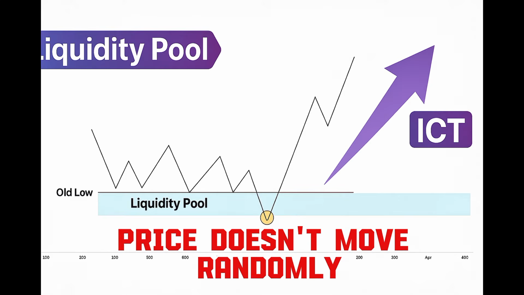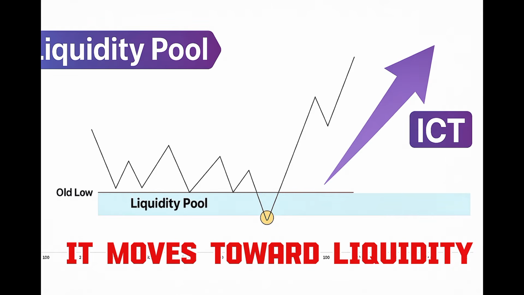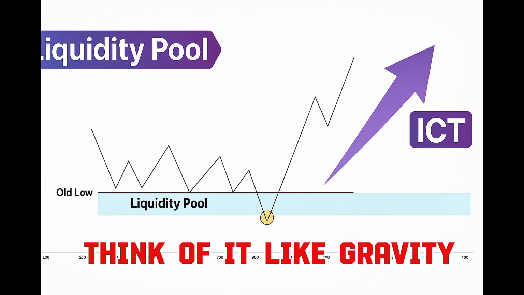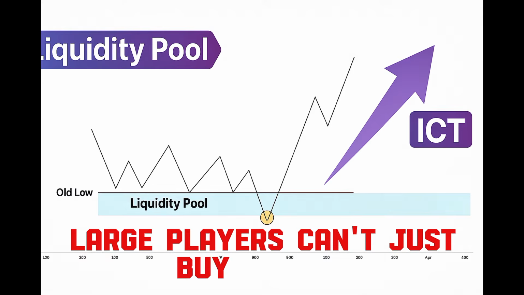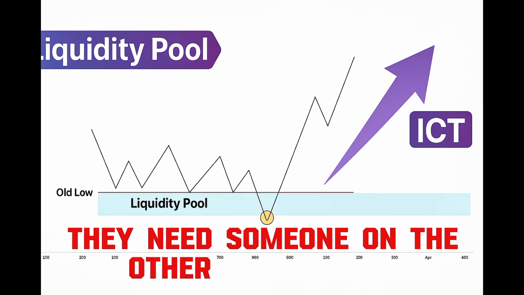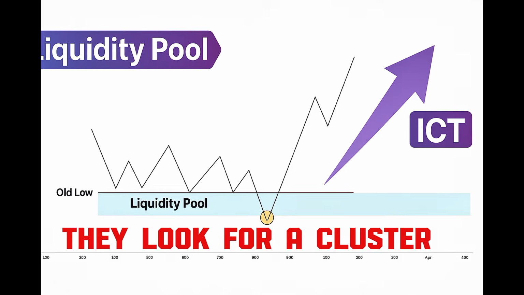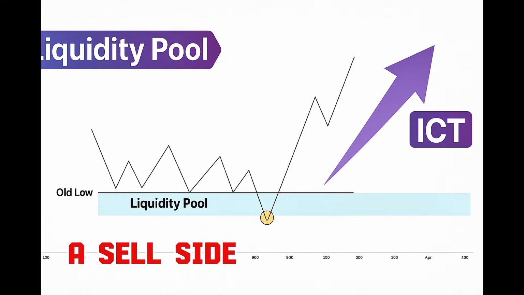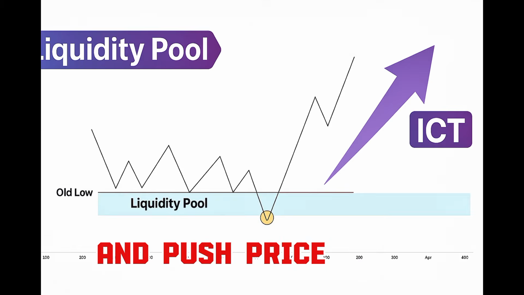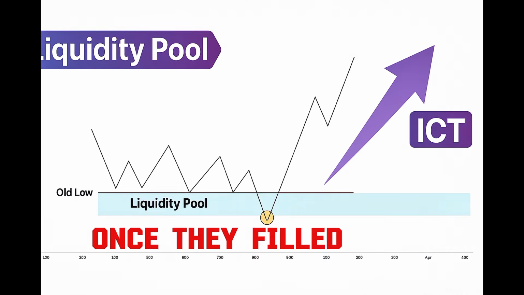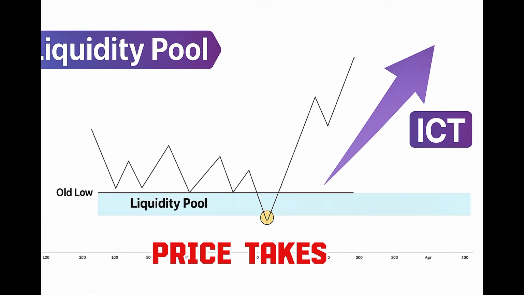Price doesn't move randomly, it moves toward liquidity. Think of it like gravity. Large players can't just buy anytime, they need someone on the other side selling. So what do they do? They look for a cluster of pending sell orders, a sell-side liquidity pool, and push price into it. Once they've filled their large buy orders, price takes off.